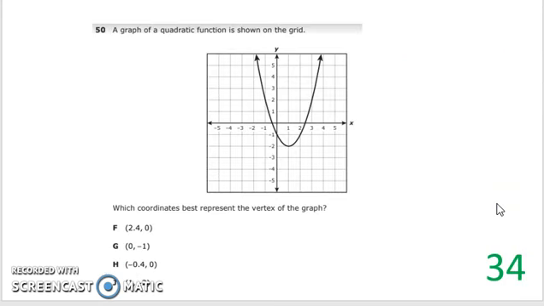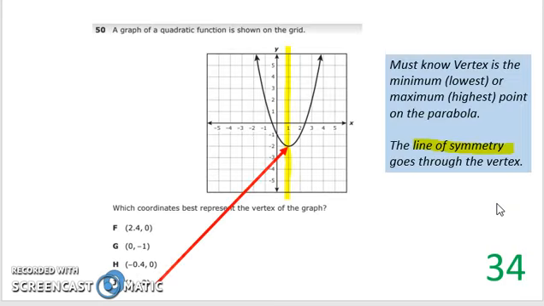Pick B. On this one, vertex. You've got to know what a vertex is. A vertex is either the lowest or highest point on a parabola. In this case, it is the lowest. It is down in the valley.